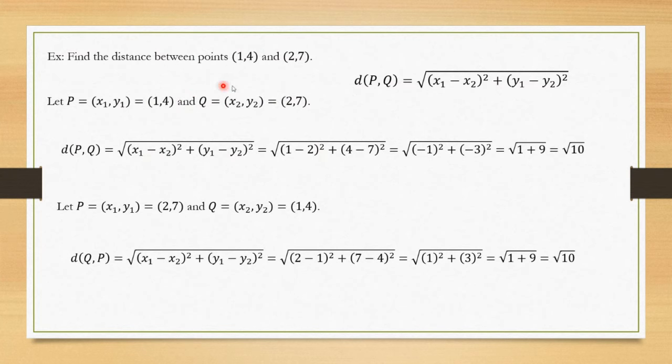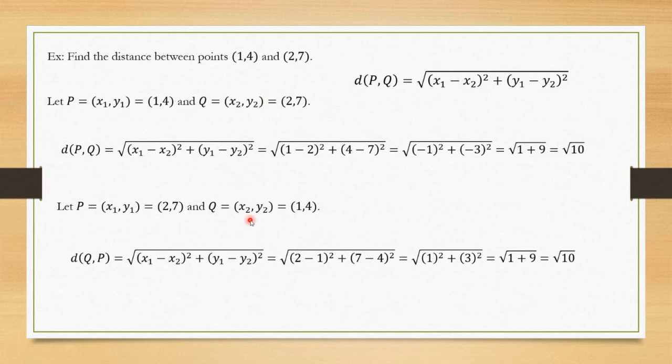We have 4 minus 7, 4 minus 7 squared. So we have -1 squared plus -3 squared, right? And then we take the square root of that sum. So this is 1 plus 9, and we get the square root of 10. So the distance between these 2 points in the plane equals the square root of 10.